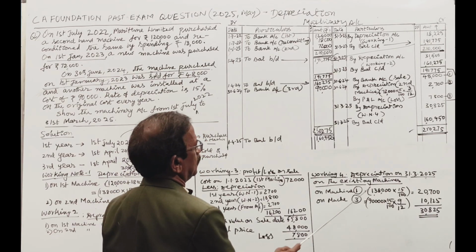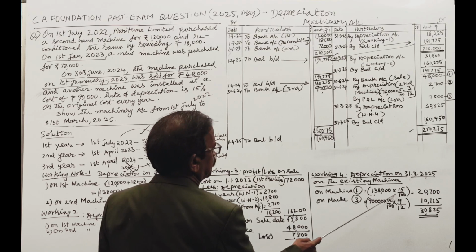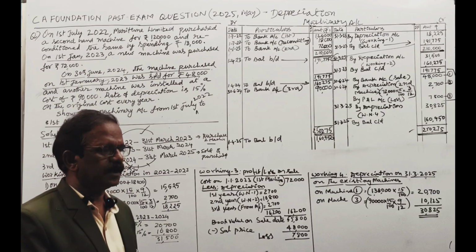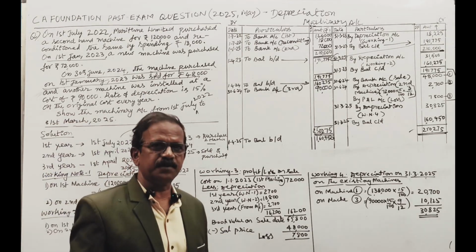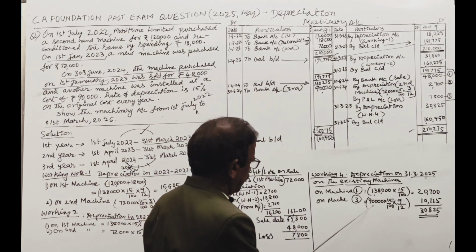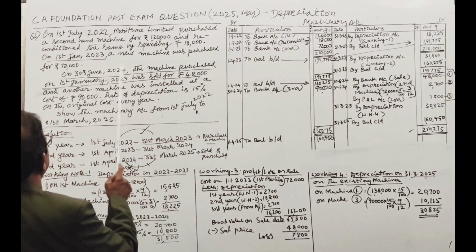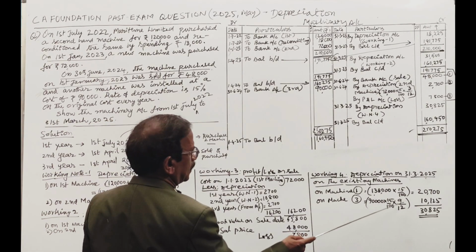On the first machine, 1,38,000, as we already calculated here, into 15 by 100. Every time we are calculating on the original cost because the problem mentioned on original cost. See, somewhere it is written, right? Rate of depreciation is 15% on the original cost every year. Every year means straight line. Again, on the third machine, 90,000 into 15 by 100 into 9 by 12.